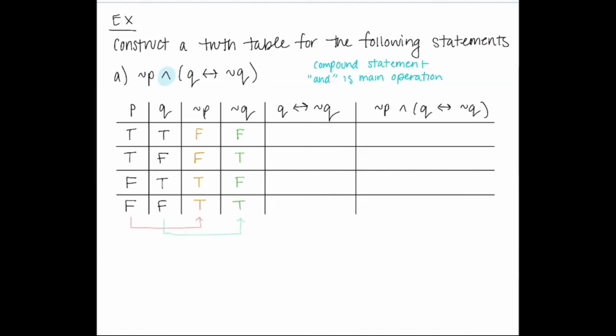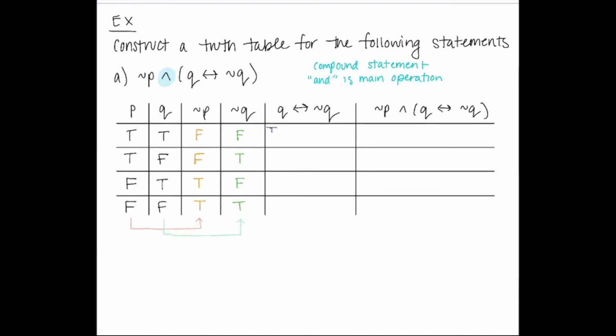Okay. Now I'm looking at Q, if and only if not Q. So I'm going to put Q's values first, which is true. Oh, my iPad's got a mind of its own. There we go. Let's see if this fixes it. Okay. Q is true, false, true, false.